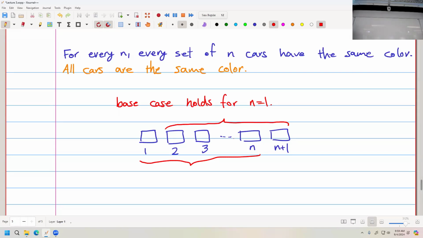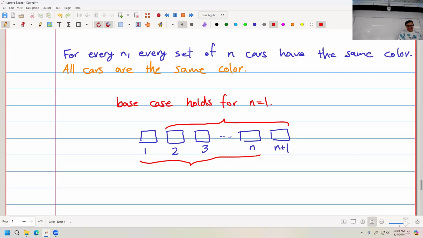Now, these 2 colors cannot be different colors. So all the n plus 1 cars have the same color. Okay. So we proved by induction that for every n, every set of n cars have the same color. What's wrong with this proof?